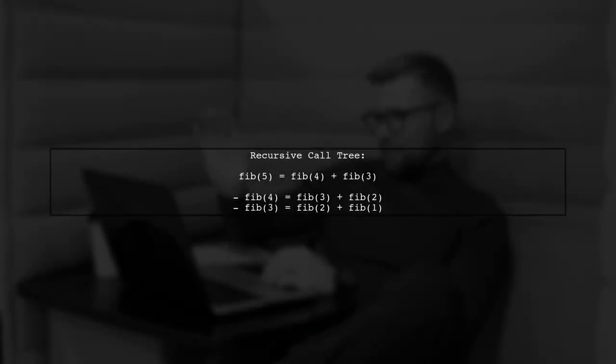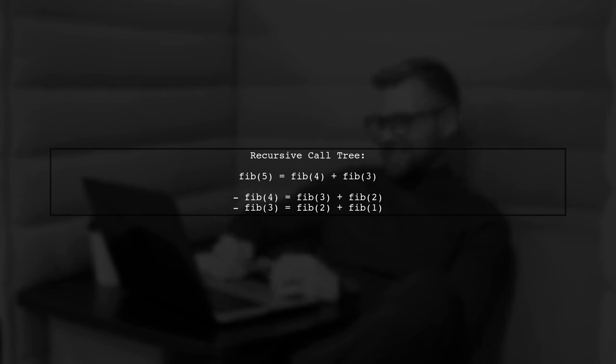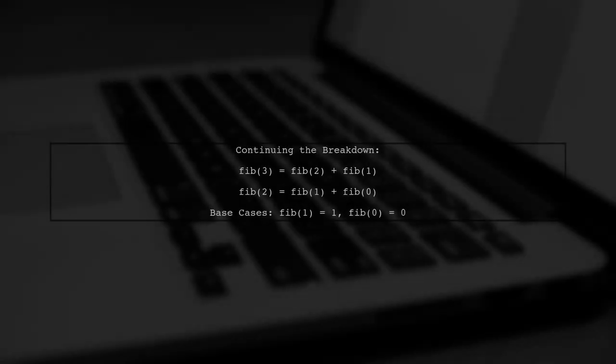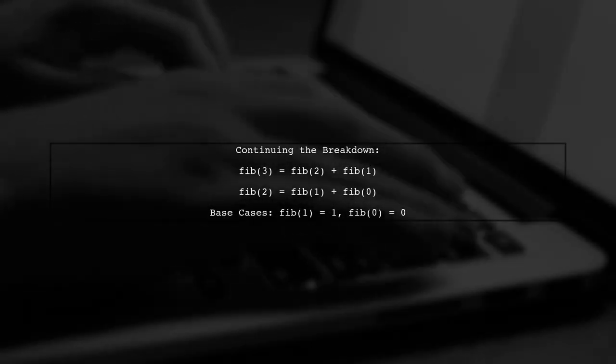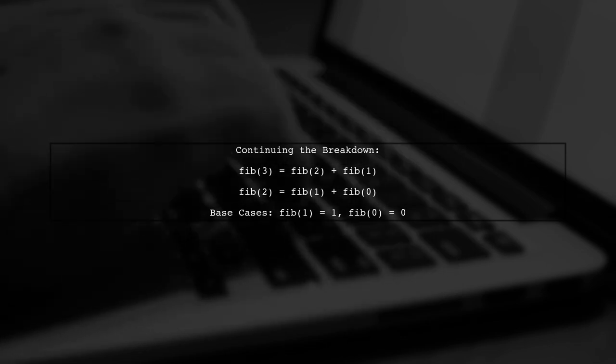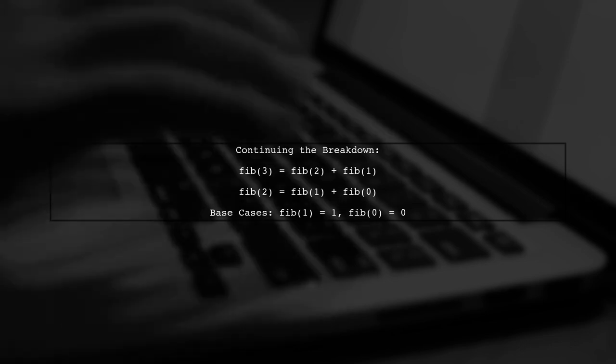In this recursive algorithm, we can visualize the call tree for calculating Fibonacci numbers. Starting with fib5, it breaks down into fib4 and fib3. Each of these calls further divides into smaller Fibonacci calculations. As we continue, fib3 breaks down into fib2 and fib1, while fib2 further breaks down into fib1 and fib0. This pattern continues until we reach the base cases.